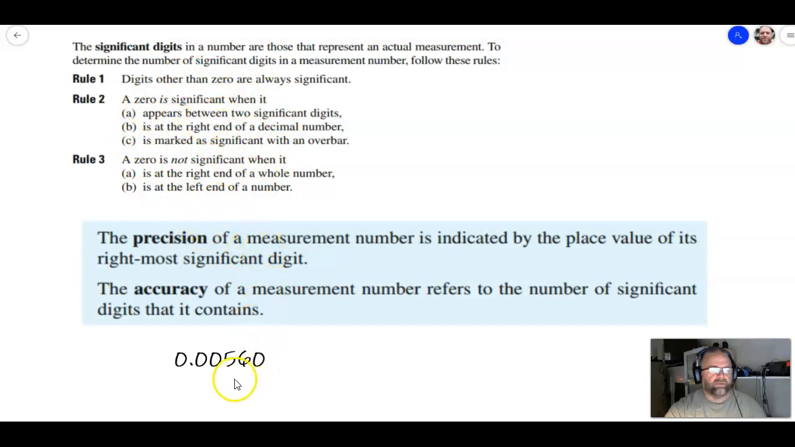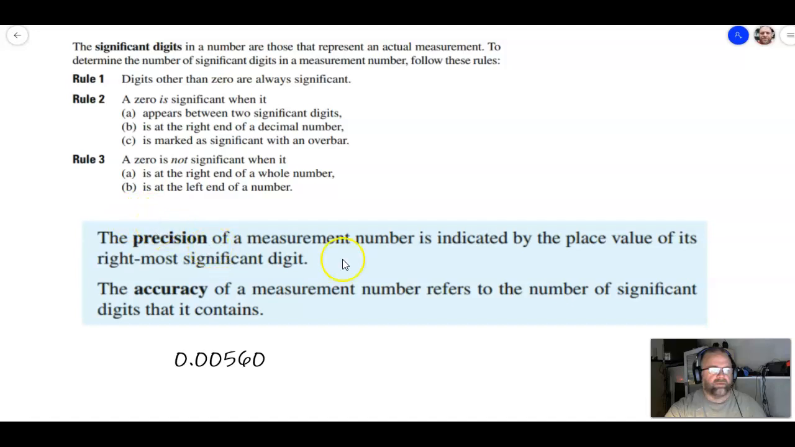We know that zeros on the left of a number are never significant, so we never count these 3 zeros here. The 5 and the 6 are significant because of rule 1, and this 0 is significant because of rule 2b, right? A 0 is significant when it is at the right end of a decimal number, and if it has a decimal in it, that makes it a decimal number. So here we have 3 significant digits, so the accuracy would be 3.